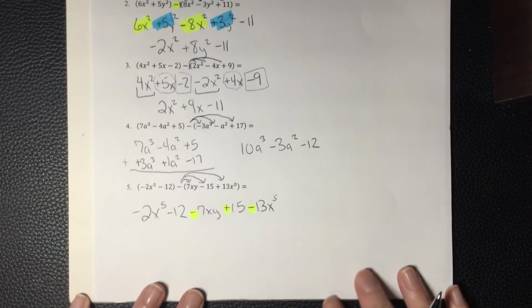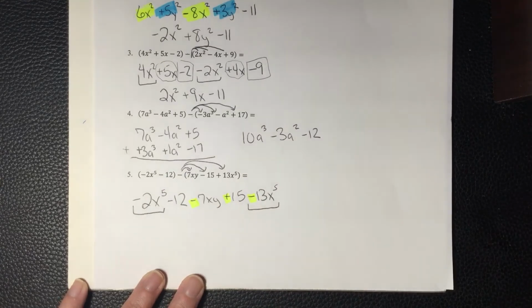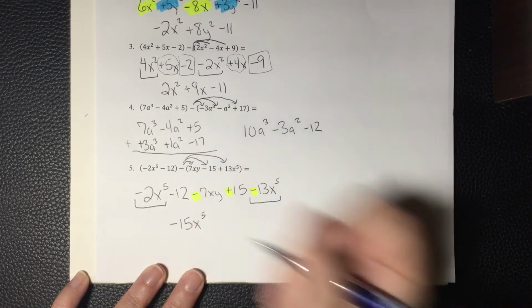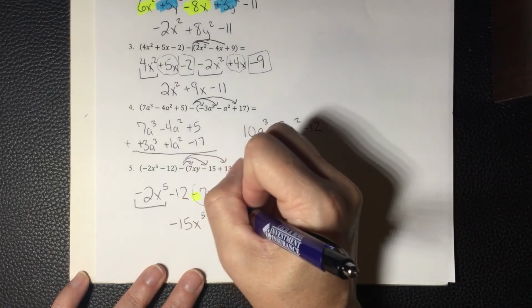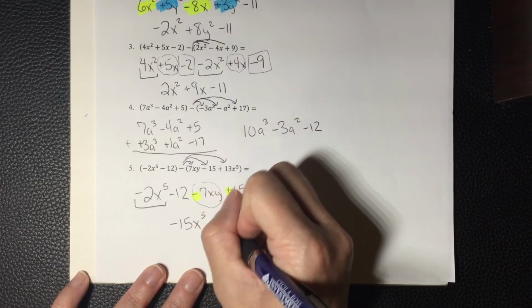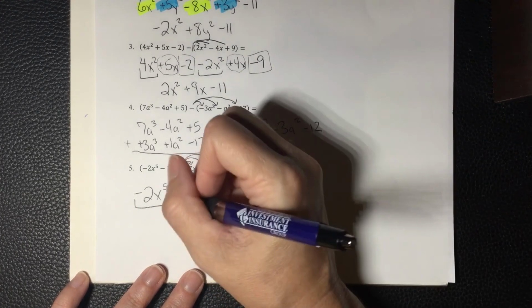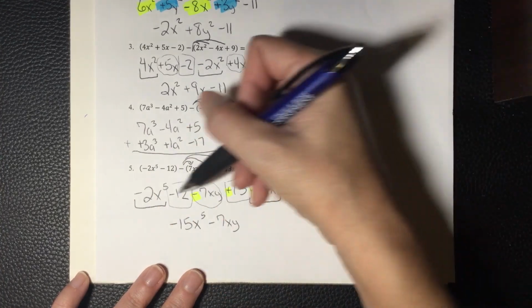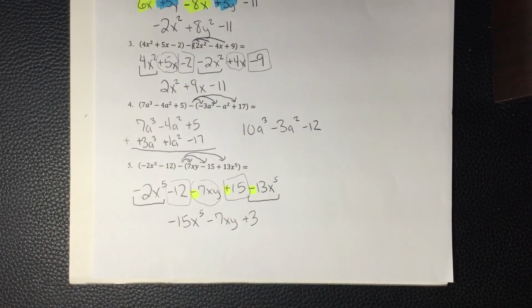All right, so looking for similar terms, here's an x to the 5th and here's an x to the 5th. They're both negative, so I add them and keep the x to the 5th, so negative 15. Now I'm seeing a negative 7xy. I don't see anything else to go with that, so I'm going to bring it down. And then finally, I see a negative 12 and a positive 15. So 15 minus 12 would be positive 3. And all your similar terms have been combined, and that is simplified.